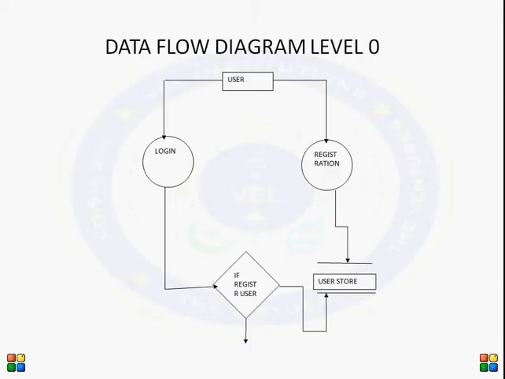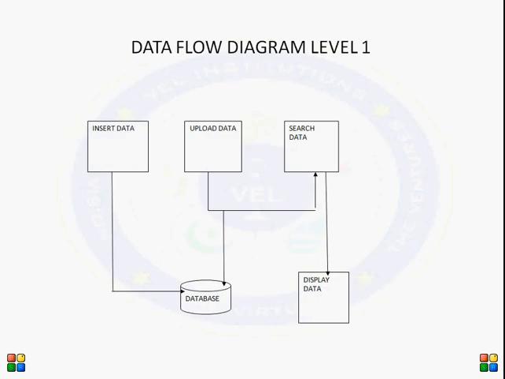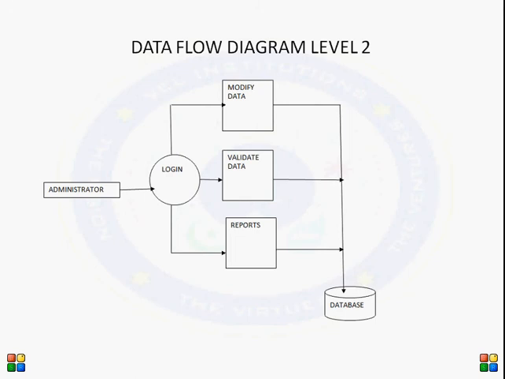This is the data flow diagram. This is the data flow diagram level 1. Here from the database, user can insert, upload or search data, and after searching the data can be displayed. This is the data flow diagram level 2.